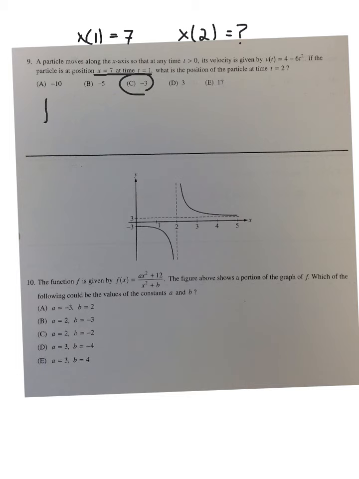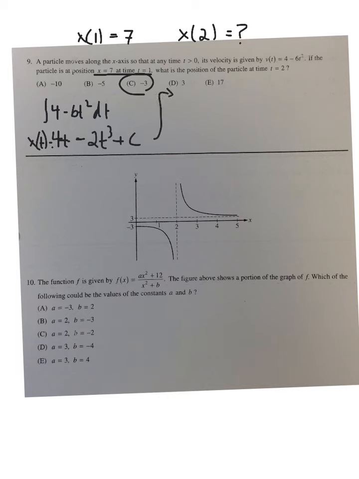Okay, well, I know position is the integral of the velocity, so I'm going to start by integrating the 4 minus 6t squared dt. So when I integrate that, I get 4t minus 2t cubed. Don't forget, though, we have to write plus c. So this is my position equation.